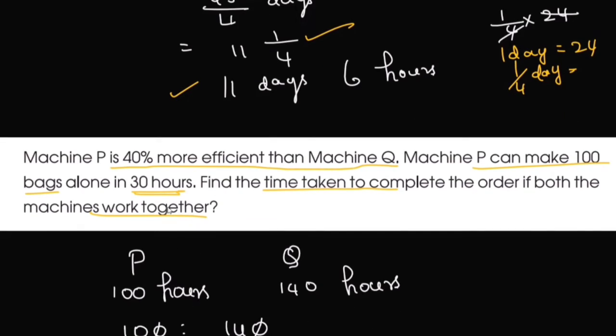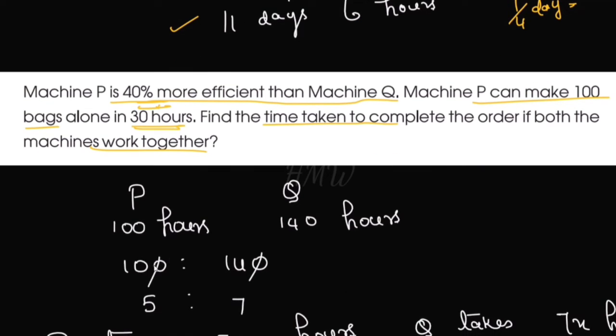So again, usually we take x and 2x, x and 3x. Here, take it as 100 because it's given in terms of percentage. So if P can complete a work in 100 hours, 40% more efficient means Q will take 140 hours. P is more efficient. P takes 100, Q will take 100 plus 40 hours. This is how you should do it if it is given in terms of percentage. So you just take the ratio now. This gets cancelled. So 10 is to 14, that is 5 is to 7.